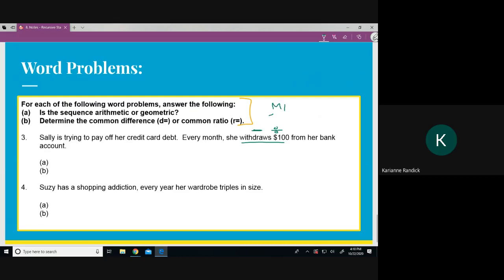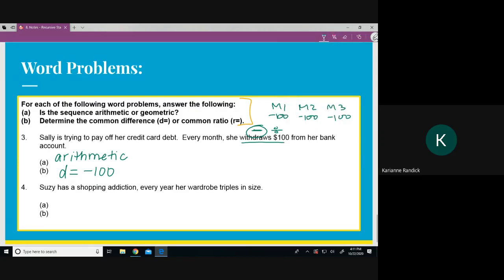Month 1, she's going to take out $100. Month 2, she'll take out $100. Month 3, she takes out $100. Over and over again, she's just taking out $100. That means she's subtracting it. Withdrawals and such are subtraction. That's not a key fraction word. Fourth, half, third, those are division. If you're just taking out something, that's subtraction. You're taking away. Because it's subtraction, it's arithmetic, and we have D for arithmetic, and we're subtracting 100. So D is negative 100.